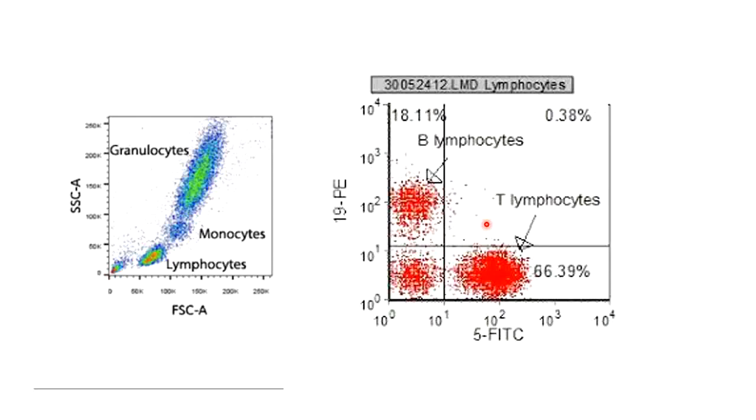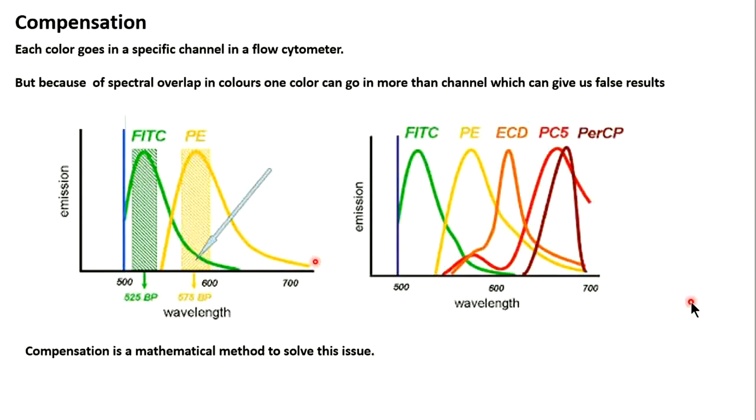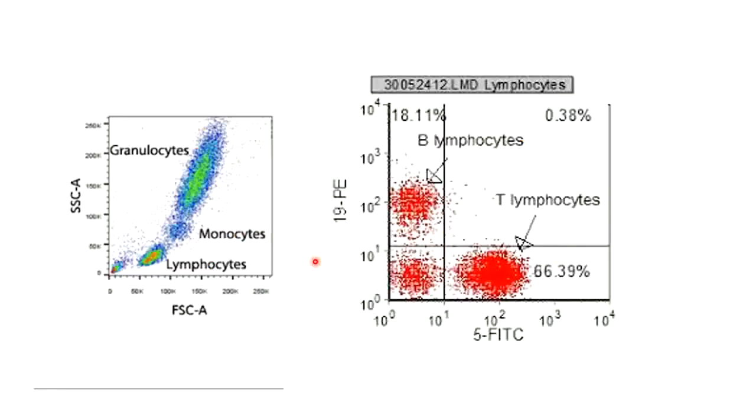What we have done, we just measured size, we measured granularity, and we measured the fluorescent signal coming from the antibodies which are binding against CD3 and which are binding against CD19. So this was a very basic experiment you can do. Now the problem comes. What is the problem? I will tell you.